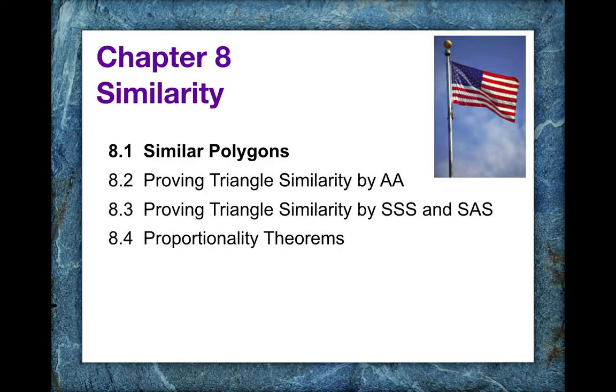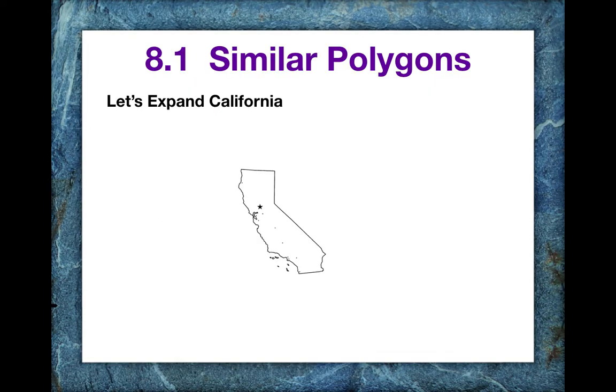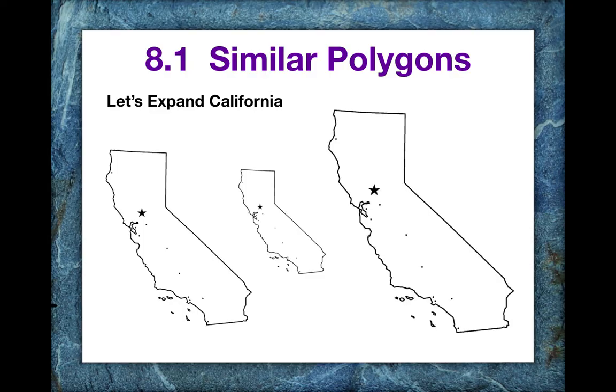So let's first take a look at the map of California, and then let's expand this a little bit. Notice that it looks just like the first California, but it's just a little bit bigger, so we've dilated it. And then let's dilate it some more. So you'll notice here that California has changed from this small version to this medium to this large.